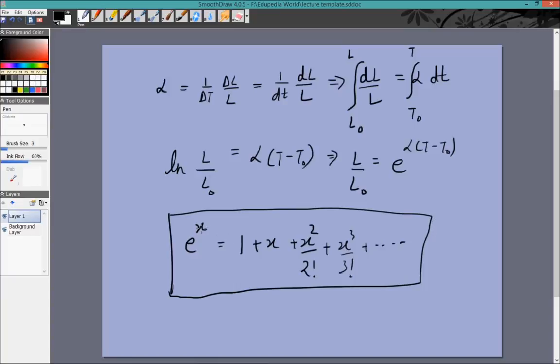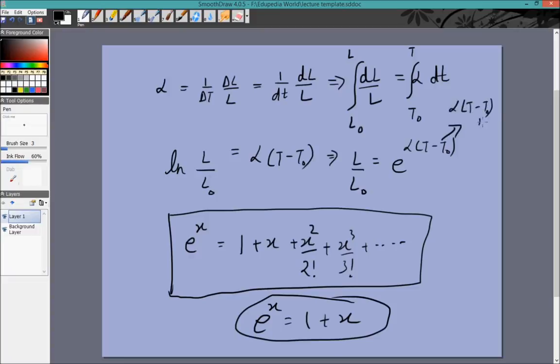And assuming x is very small, infinitesimal, then we can simply write e to the power x is equal to 1 plus x, because x square by 2 will be much smaller than x if x is much smaller than 1. So this is the result I am going to use here. But when can this result be applied? Only when alpha times (T minus T naught) is small.